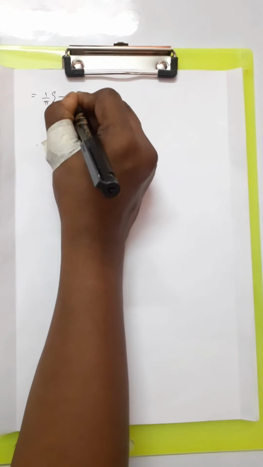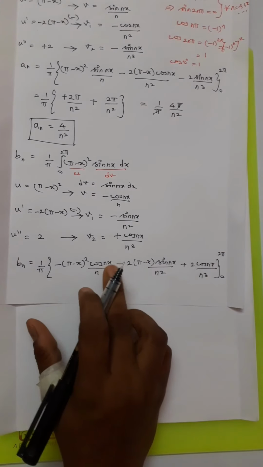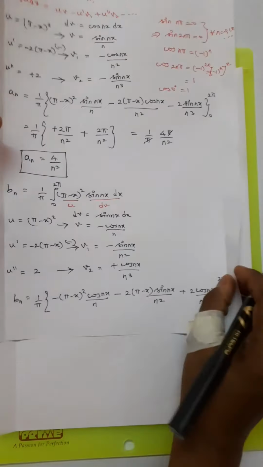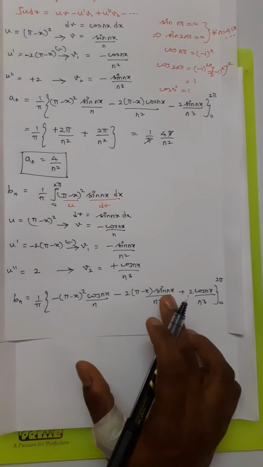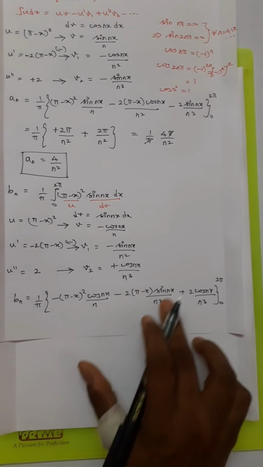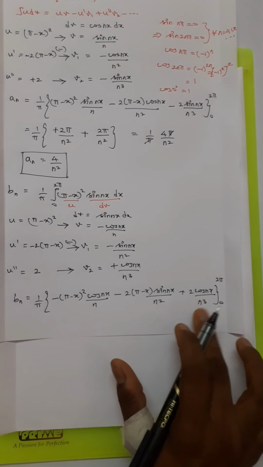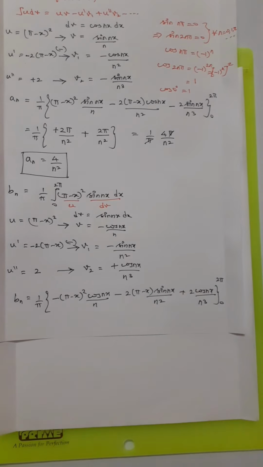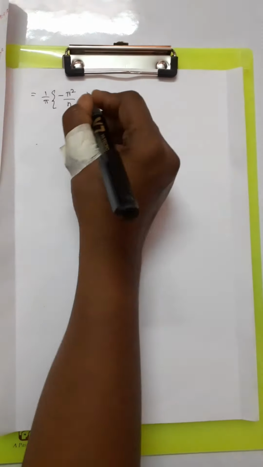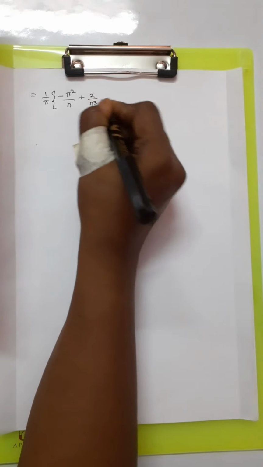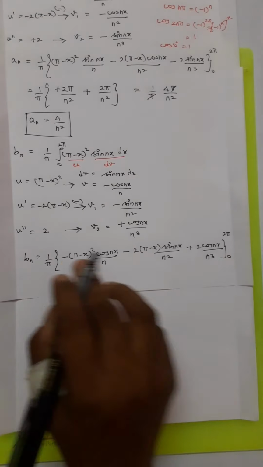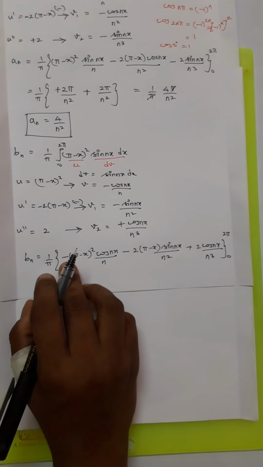Pi square, then cos 2n pi is plus 1. So 1 by n. Second term is in sine. Sine of 2n pi is 0. So it becomes 0. Then the third term. Third term is again cos 2n pi is 1, just 2 by n cube, plus 2 by n cube. So plus 2 by n cube, upper limit is over, minus of lower limit. So minus, this term becomes plus, right?